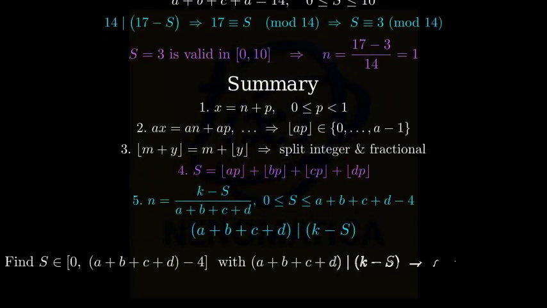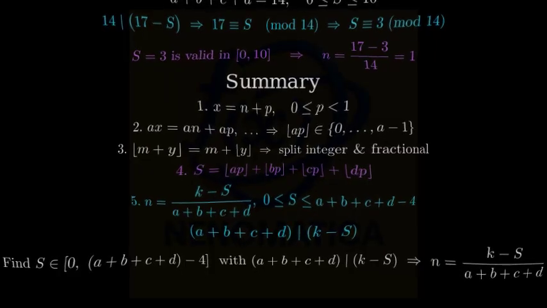Final takeaway. Search s in the interval from 0 to a plus b plus c plus d minus 4, such that a plus b plus c plus d divides k minus s. Then compute n equals k minus s over a plus b plus c plus d, and reconstruct x equals n plus p with p between 0 and 1.